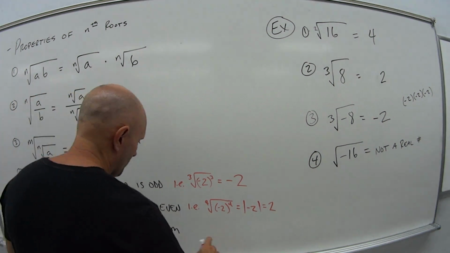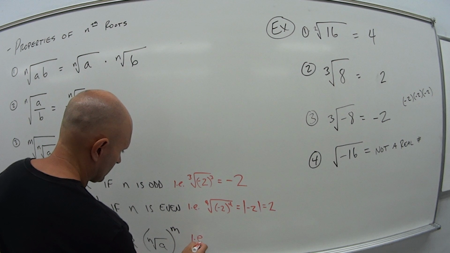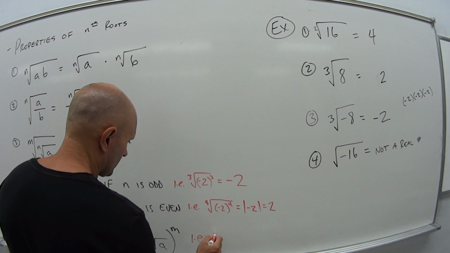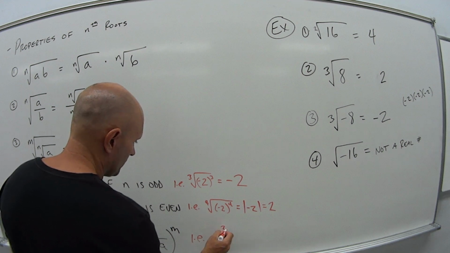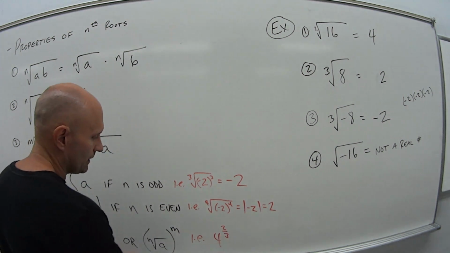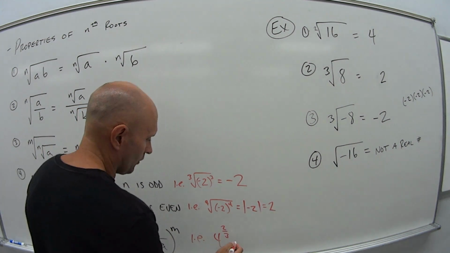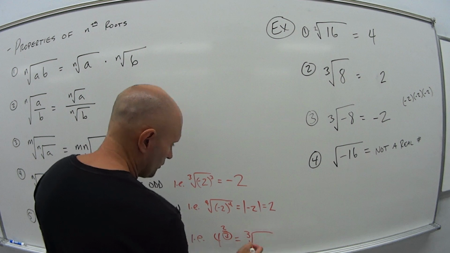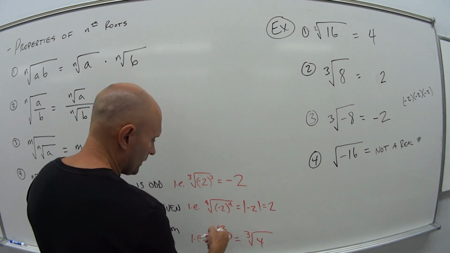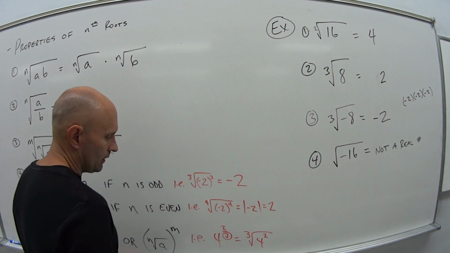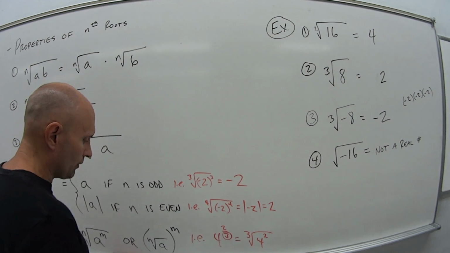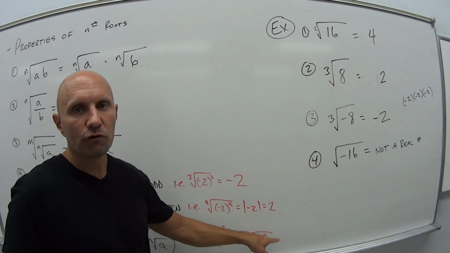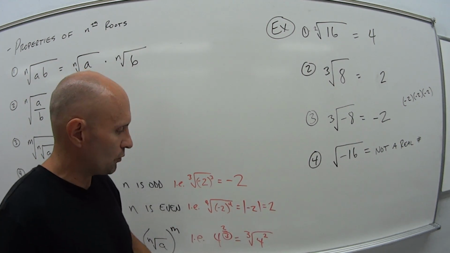So for example, if I have, how about 4 to the 2/3 power? If I want to write this as a radical, the denominator is 3, so it's going to be the third root of 4 to the second power. So 4 to the 2/3 power is really the same thing as saying the cube root of 4 squared, or cube root of 16 if you wanted to.